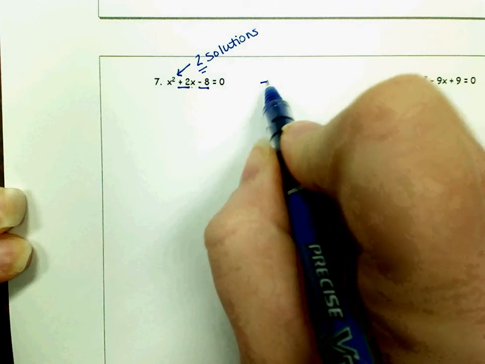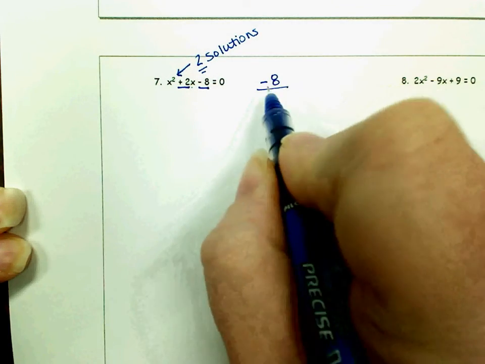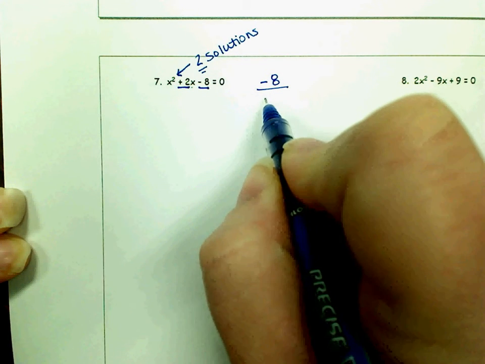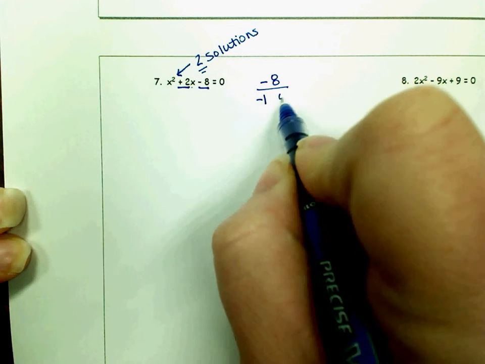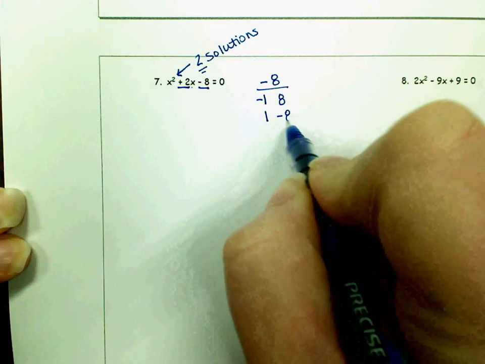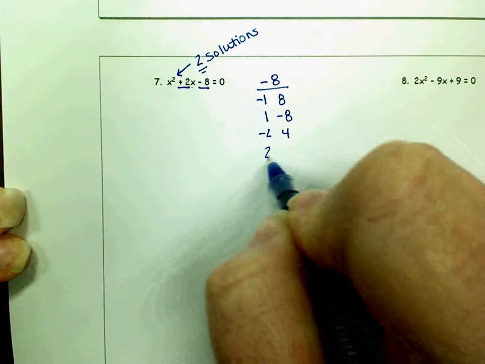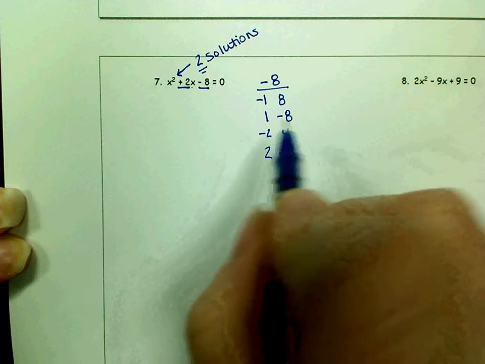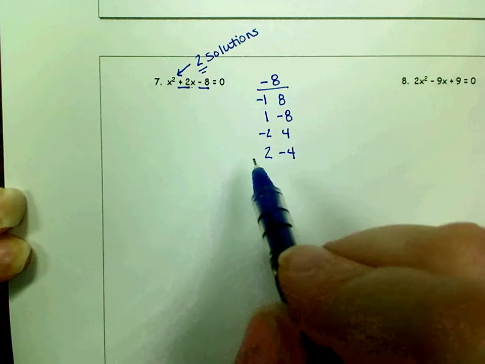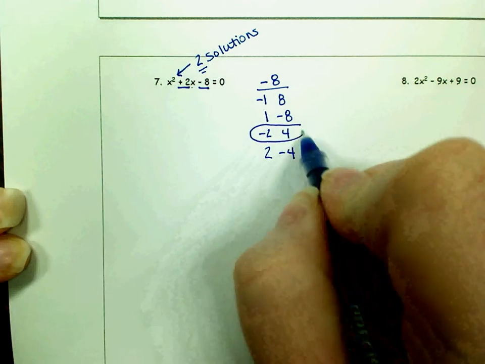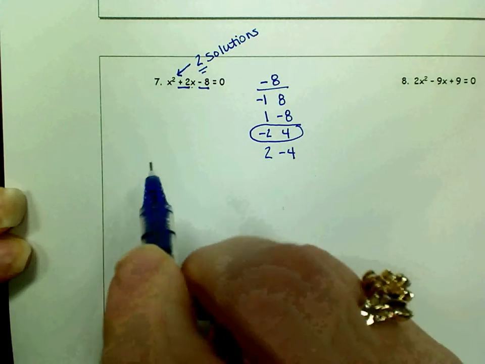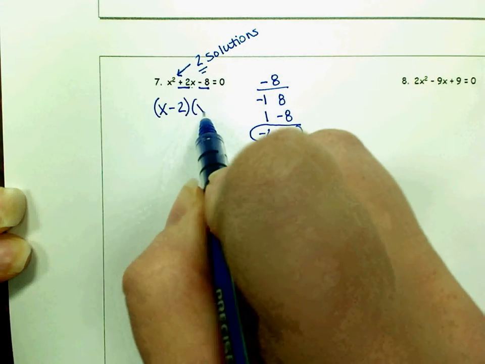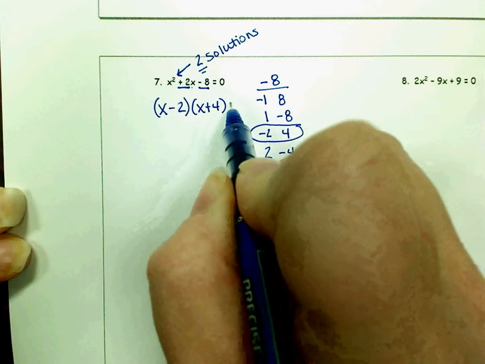So we're going to look at all the factors of -8, and since it's multiplying to get a negative, we know our signs have to be opposites. So -1 and +8, or 1 and -8, -2 and +4, or 2 and -4 are our only options. We want the pair that combines to get B, which is a +2. So in this case, it's the -2 and +4. So our binomial factors are x minus 2 times x plus 4, and that equals 0.